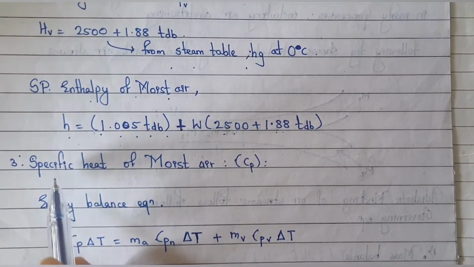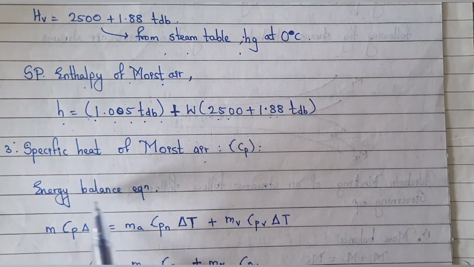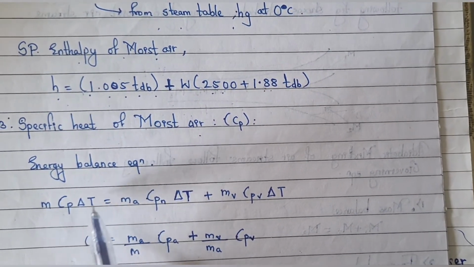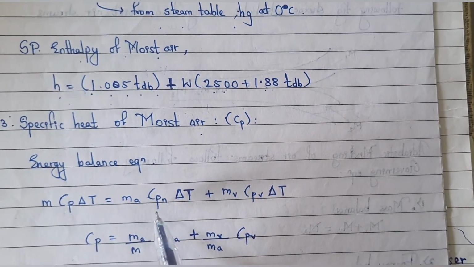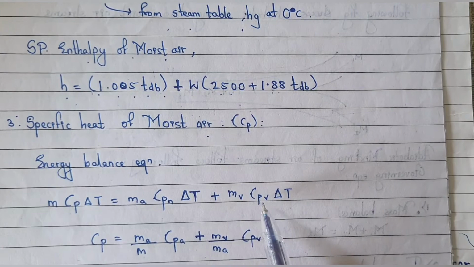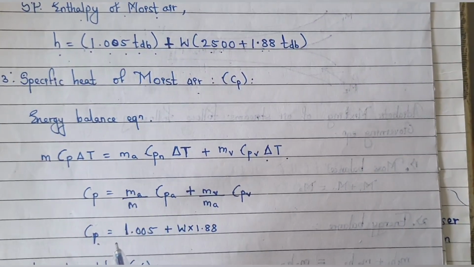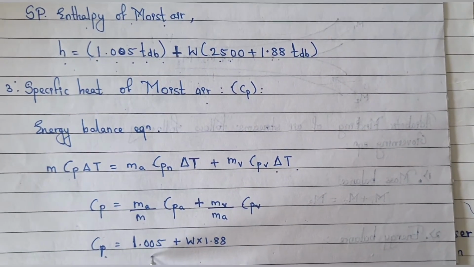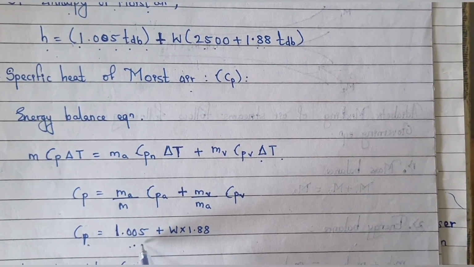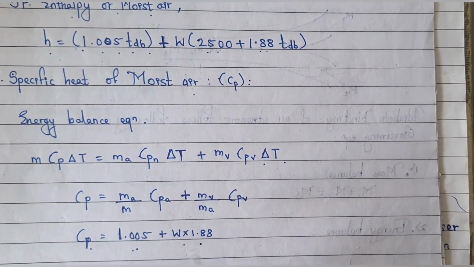Now moving ahead, specific heat of moist air Cp. From the energy balance equation, we get m Cp delta T is equal to ma Cpa delta T plus mv Cpv delta T. So the Cp value can be calculated from the energy balance equation, that is 1.005 plus W into 1.88.